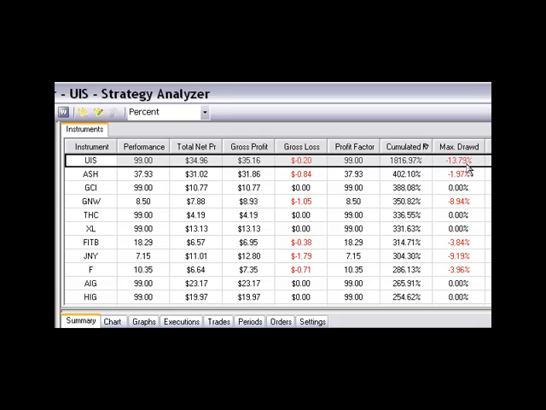And another important number to look at here is maximum drawdown. What that means is that while you were in a trade with the stock, at what point or how much did that stock move against you? We see at one point during one of the trades that UIS moved against us 13.79%. But that is certainly offset by the more than 1,800% increase in price that we saw from January 1. And it sorts them in descending order.